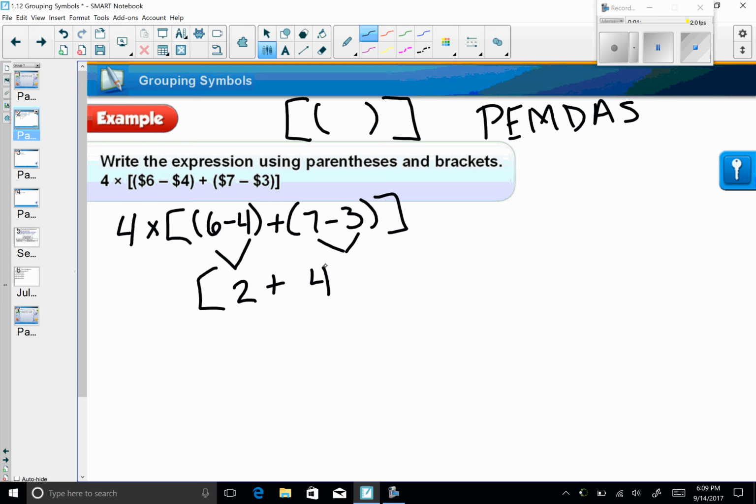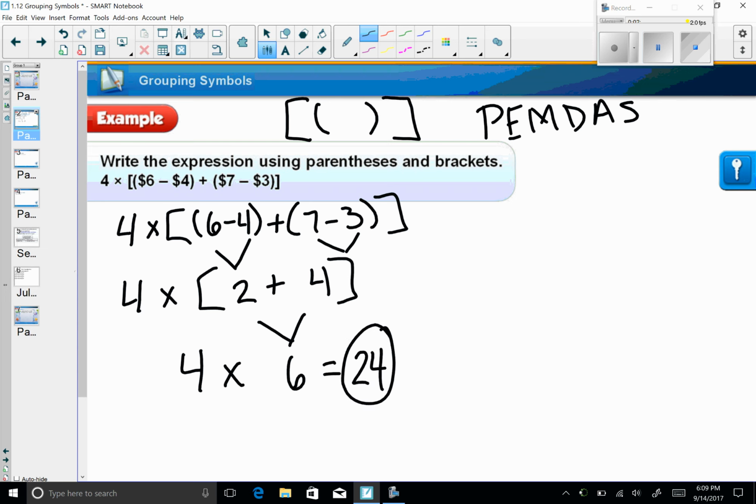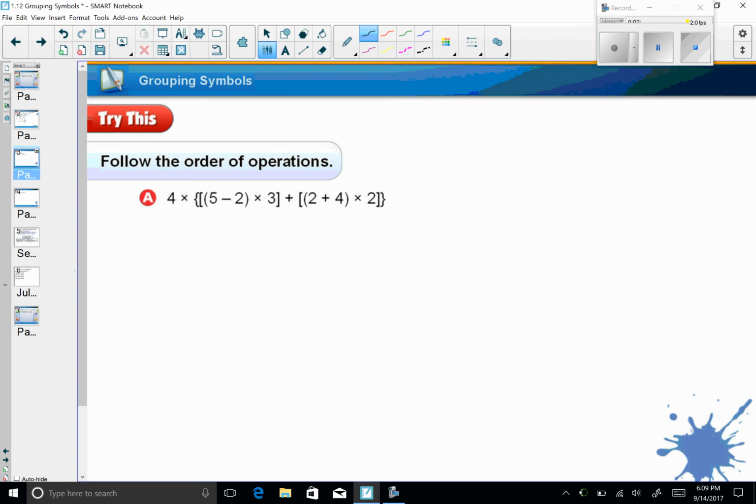I'm going to bring down my brackets and write the rest of the equation. I'm now going to solve what's inside the brackets because I'm treating them like parentheses. 2 plus 4 equals 6, and then I'm going to bring down the rest of my equation. Finally, I've gotten to one operation. 4 times 6 equals 24, and my answer would be 24. Let's take a look at another one.